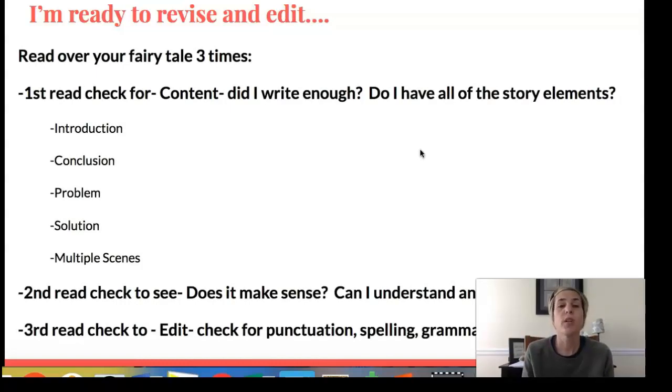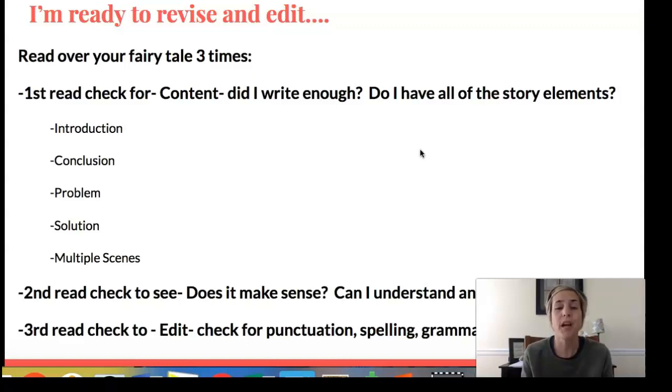The first read, you want to check it for content. Did I write enough? Do I have all those story elements? Think about the intro, the conclusion. Do you have a problem? Do you have a solution? Do you have multiple different scenes? If you do, then you're ready to move on to your second read.